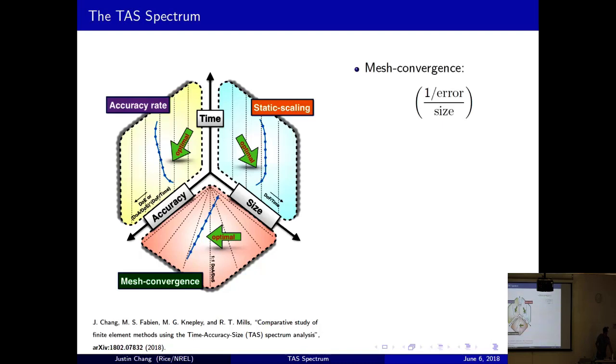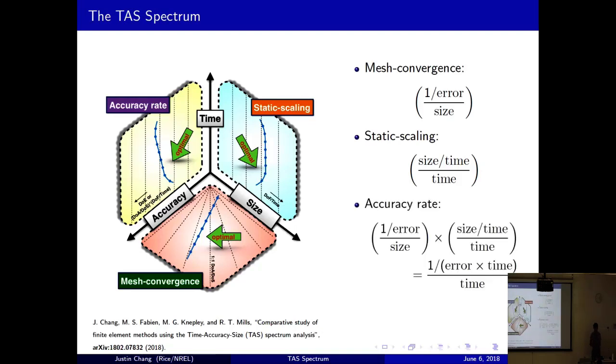The mesh convergence, as we know, looks at basically the inverse of the error. We're taking the inverse because as we increase the problem size, the error decreases, so by taking the inverse, we now get an increasing metric. We also look at static scaling, which is the size per time versus time. When I say time, I'm referring to the time to solution, which includes both the assembly and the solve time. I'm not looking at other things like pre-processing or post-processing. And finally, for accuracy rate, you basically combine the mesh convergence and the static scaling, and you get a new metric. I'll get more into these three in the next slide.